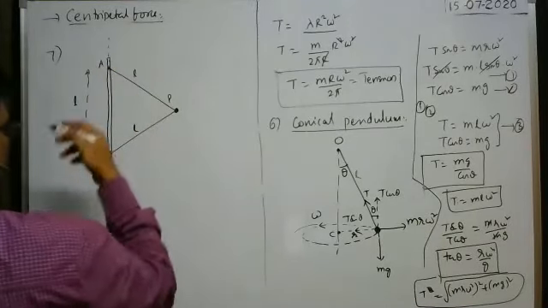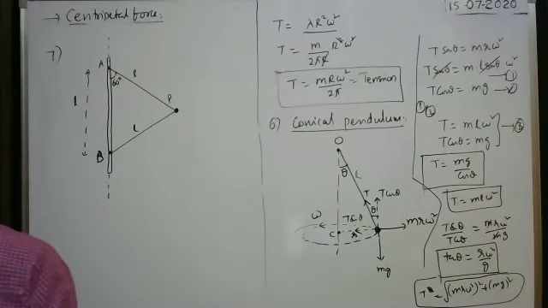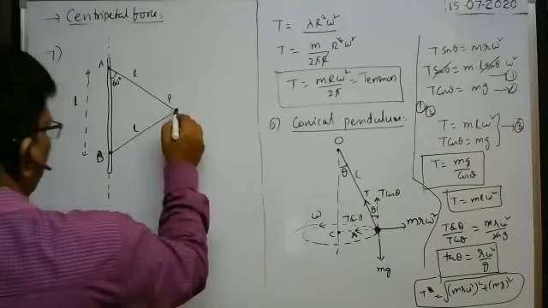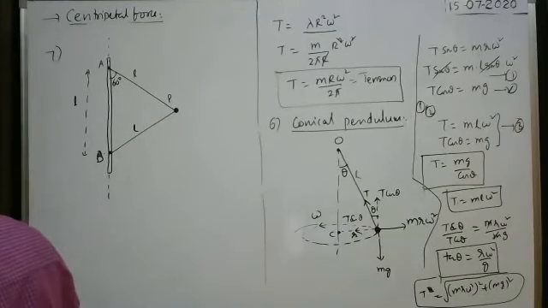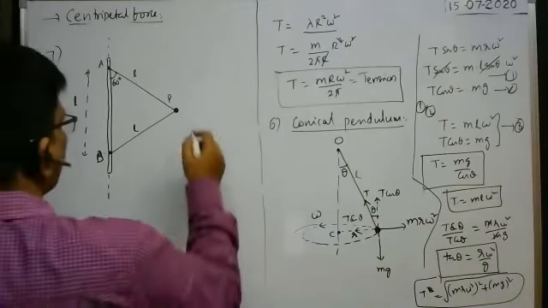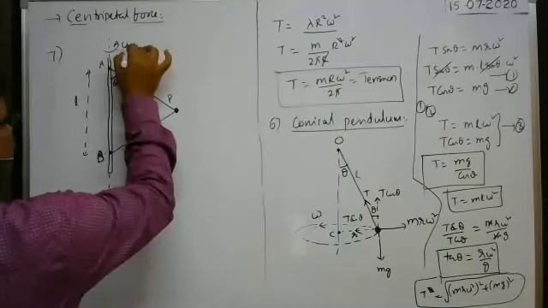That's why it is an equilateral triangle, no? So the angle here is 60. At every corner, the angle is 60. Indirectly, it is given. Here, this is a particle of mass m. Whenever the particle is made to rotate with angular velocity omega, this particle is made to rotate about this axis with angular velocity omega.